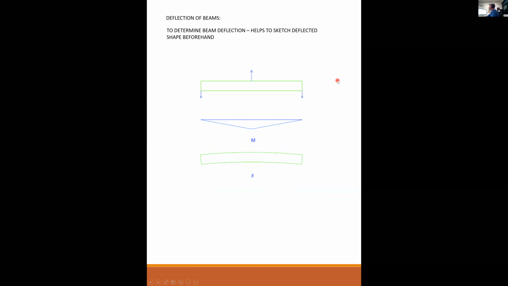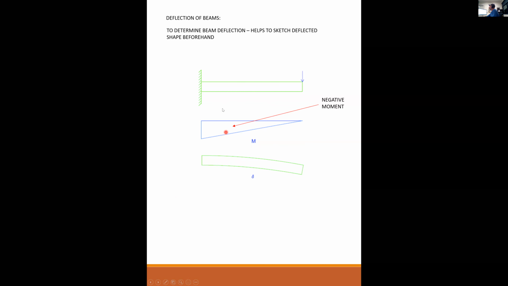Okay, now if I have a beam where I'm actually pulling up on the beam, then that produces a negative moment. Negative moment produces a frowny shape. If I have a cantilever, and you're pushing down on it, that produces a negative moment, and the negative moment is going to produce, again, the frowny shape.